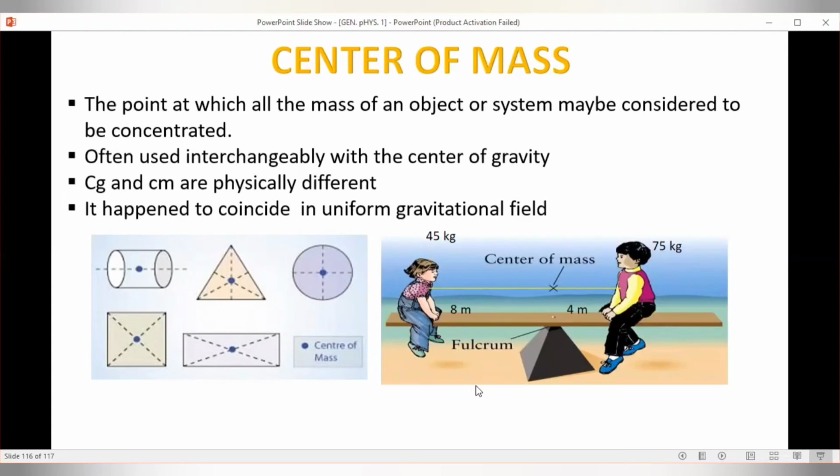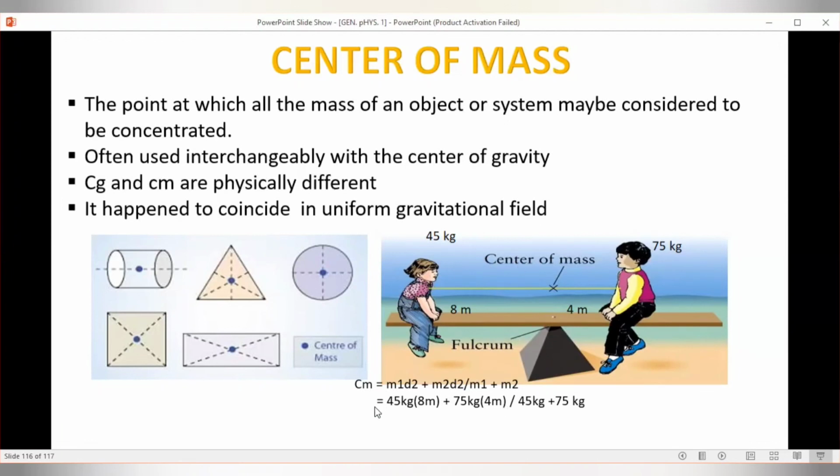Now, if you are asked to determine its center of mass, it is the same expression as the center of gravity: the mass of the first object times its displacement plus the mass of the second object times its displacement, all over the sum of the masses of the first and second object. By substitution, you will get 45 kilograms times 8 meters, referring to the mass and the distance of the girl, plus 75 kilograms times 4 meters, referring to the mass and distance of the boy from the fulcrum.